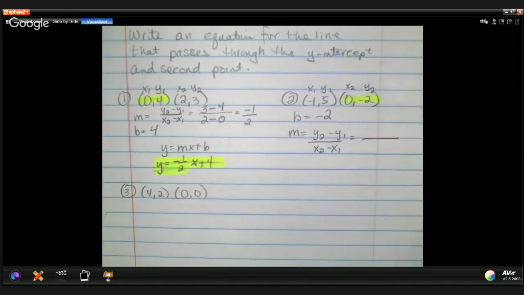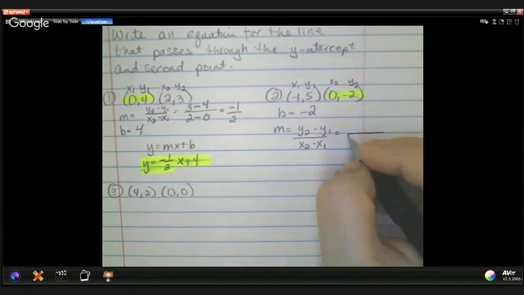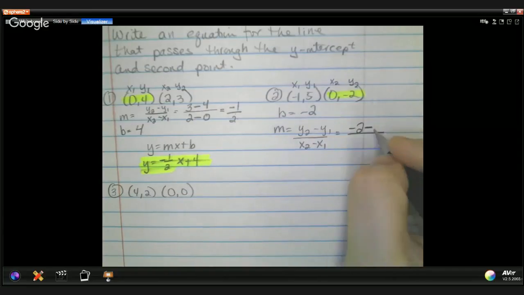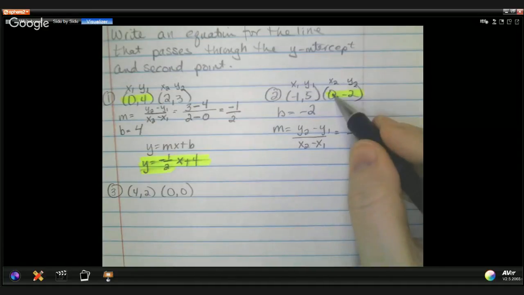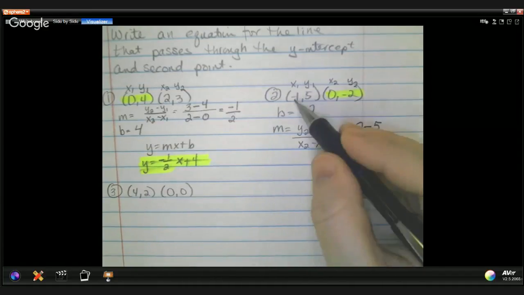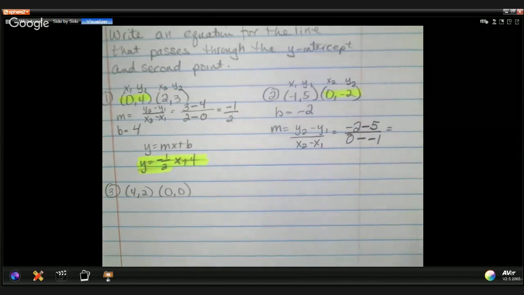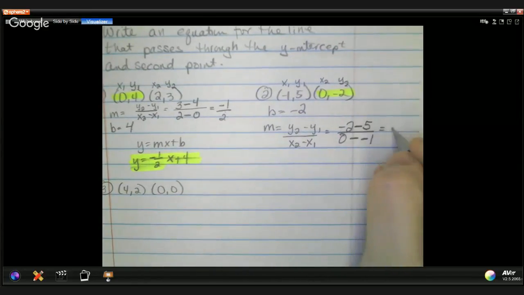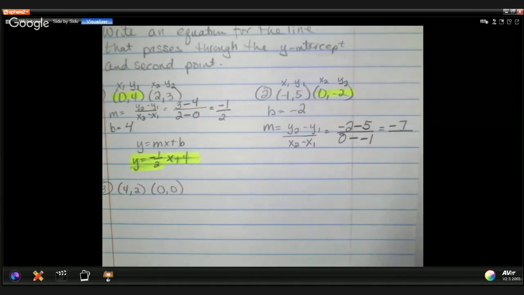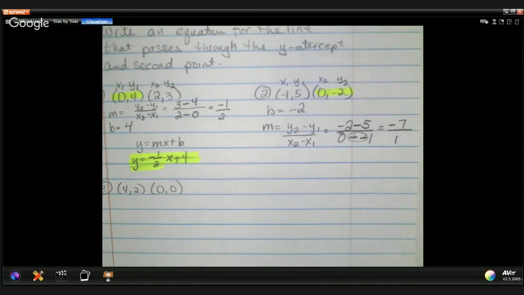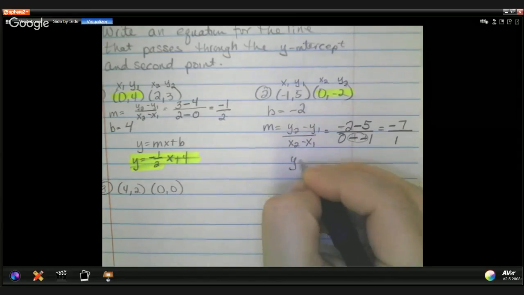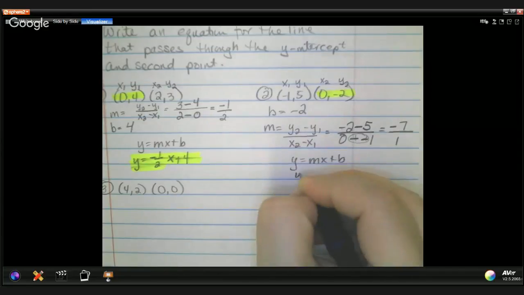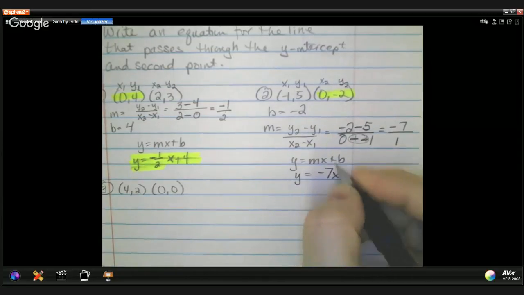And now I plug them into my formula. My y2 value is negative 2 minus my y1 value, which is 5. My x2 value is 0 minus my x1 value, which is negative 1. Negative 2 minus 5 is negative 7. Negative 1 becomes plus, so it's positive 1. So my slope for this problem is negative 7. So now I'm going to plug it into y equals mx plus b. My m was negative 7, and my b was negative 2.